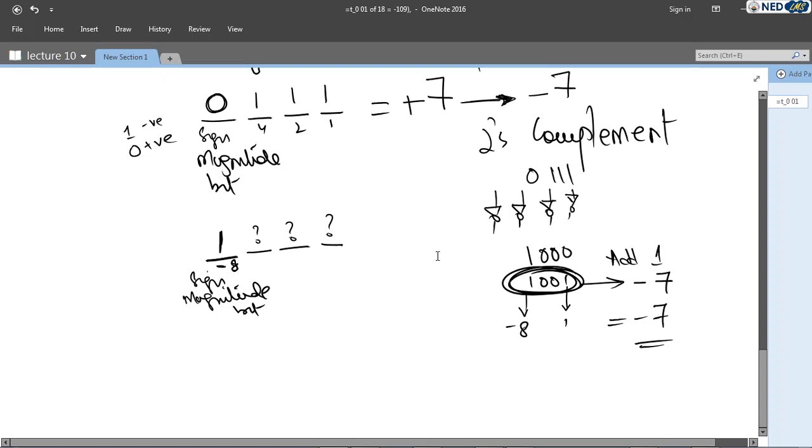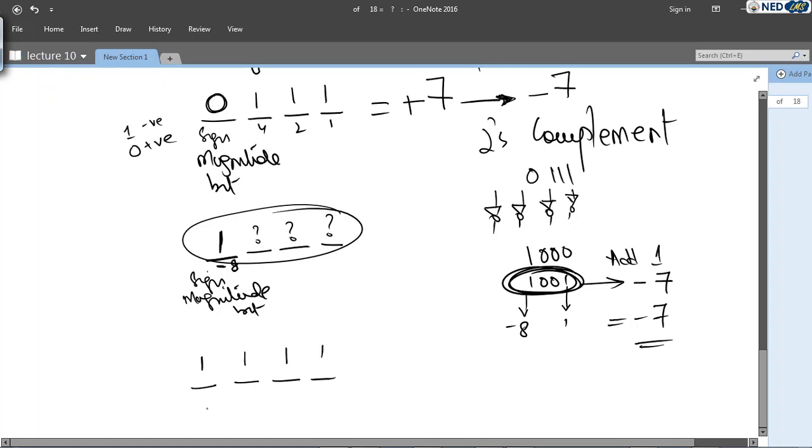So coming back to this question, let's say we have a 4-bit number and we are saying that it's a negative number. Can I put all the ones over here, or can I put zeros, to find the minimum value?